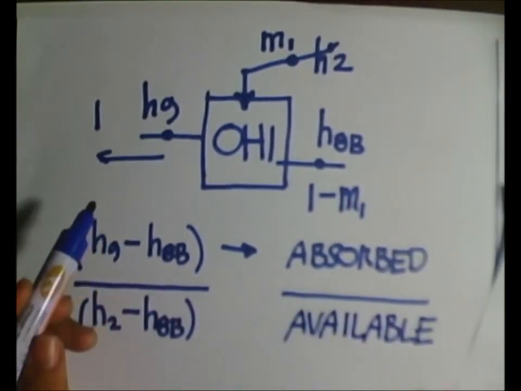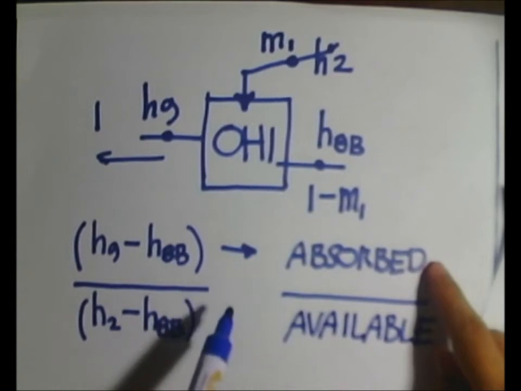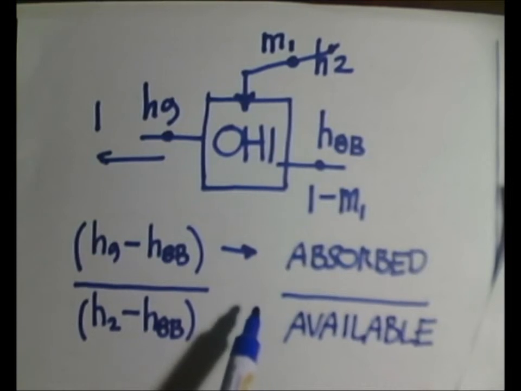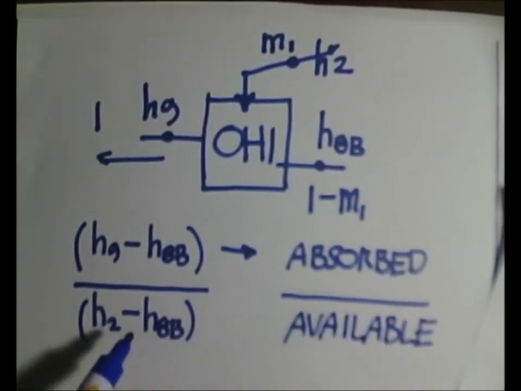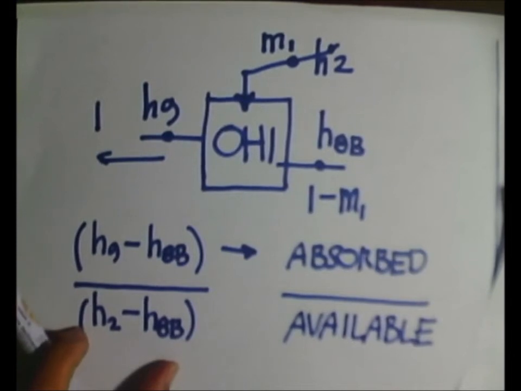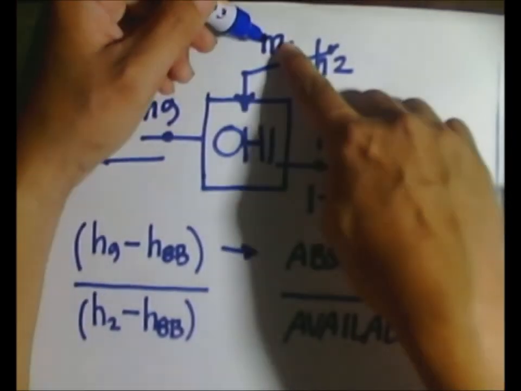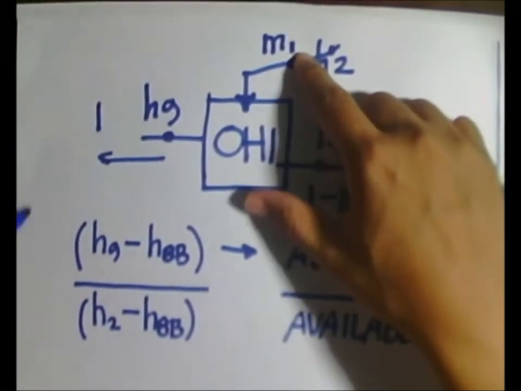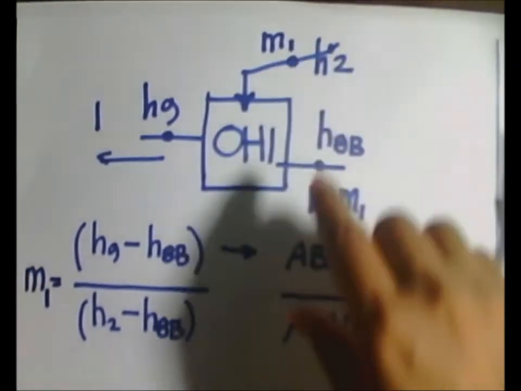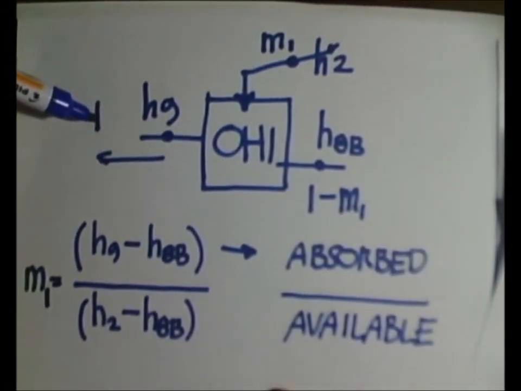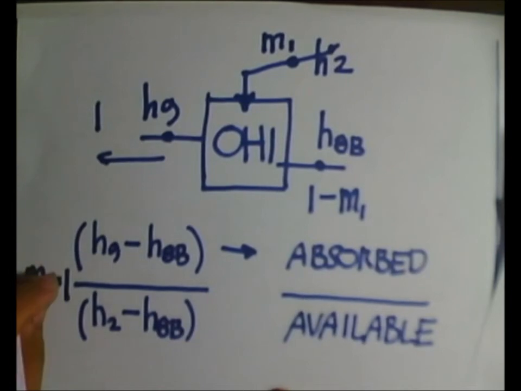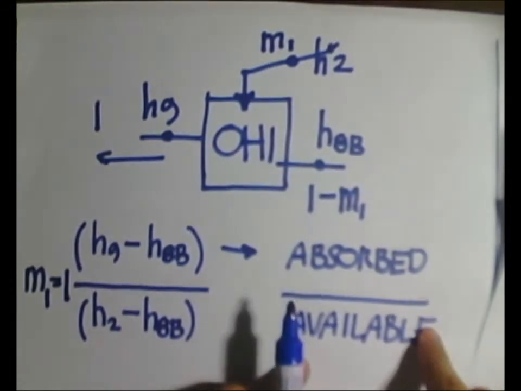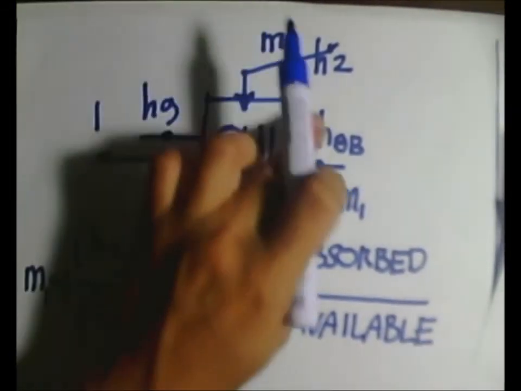Just remember these words here. This one, the numerator, is the absorbed energy divided by what is available, so that this mass here that is unknown is simply equal to what comes out here, 1, times what is being absorbed divided by what is available.